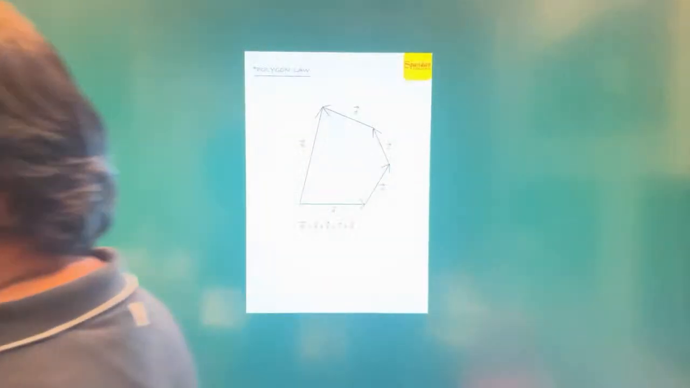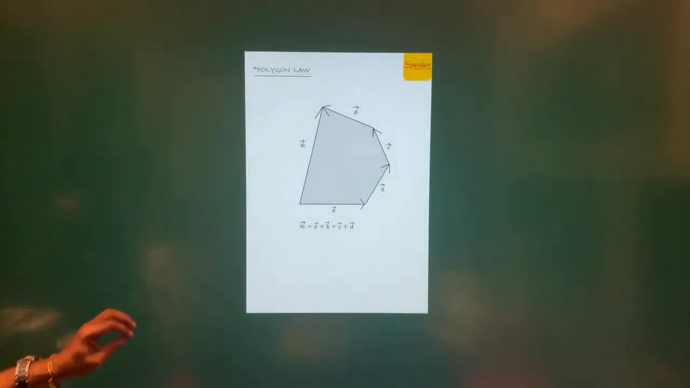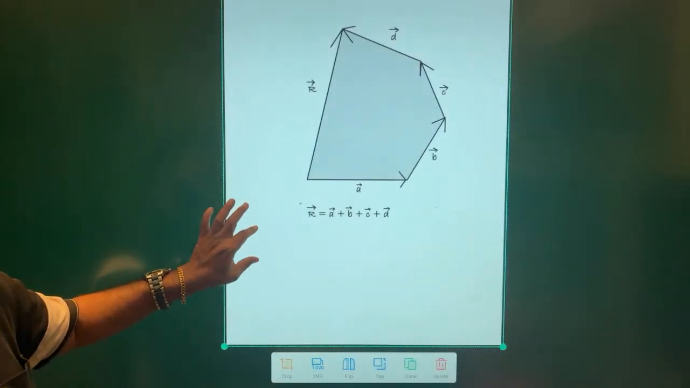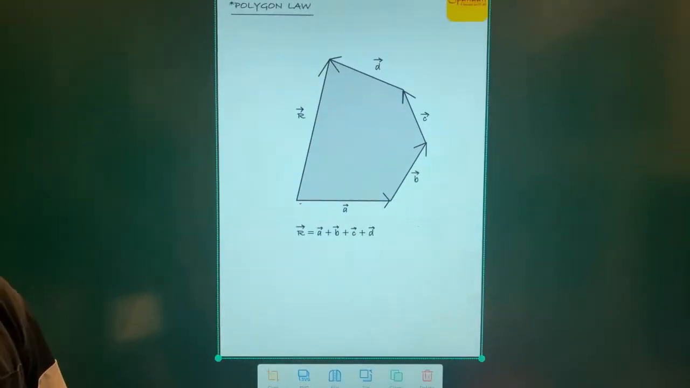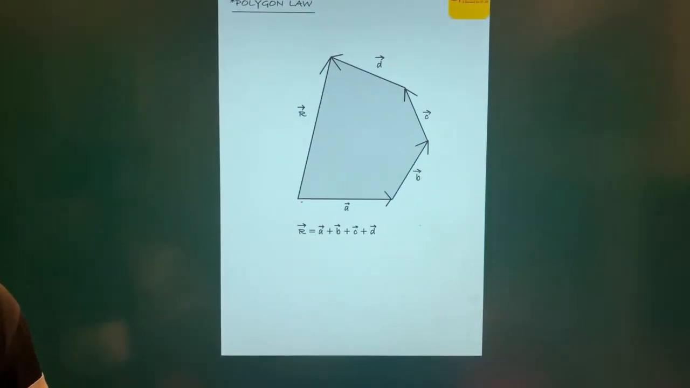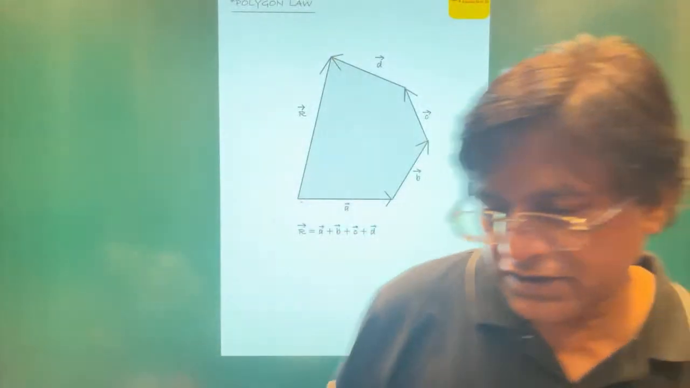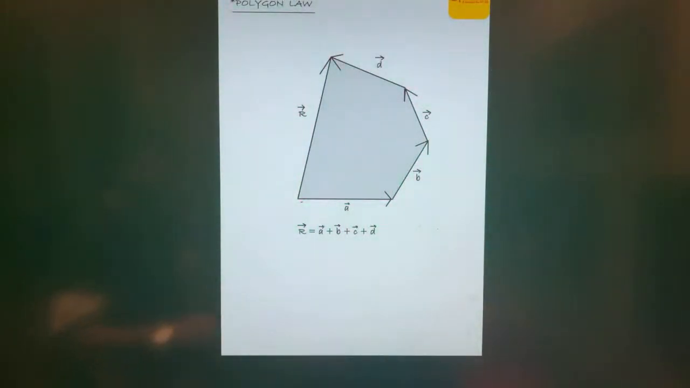So next we will understand a law that is called polygon law. So in polygon law we will see that if we are adding four vectors, say A, B and C, so in that case all these four vectors A, B, C are of same order.